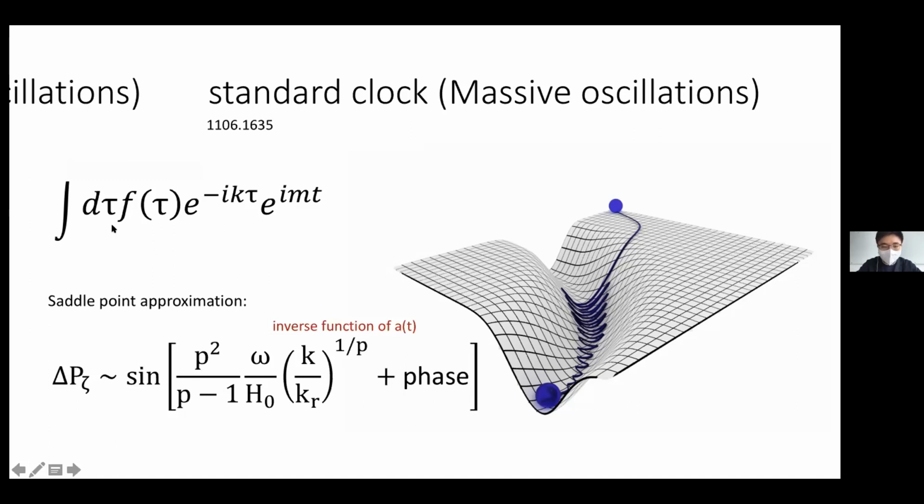And normally, it is cancelled unless there is a resonance or a saddle point. So under the saddle point approximation, we got the correction of the power spectrum. It's a sine function with k to the 1 over p's power. So p can indicate the type of scenario.